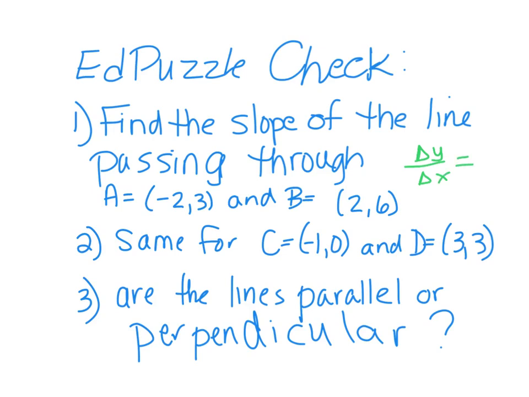For number 2, you're going to do the same thing, except we're going to find it for C equals (-1, 0), and D equals (3, 3). So for number 2, find the change in y over the change in x. Number 3, based on your answer, are the lines parallel or perpendicular? Or is it possible they're neither?